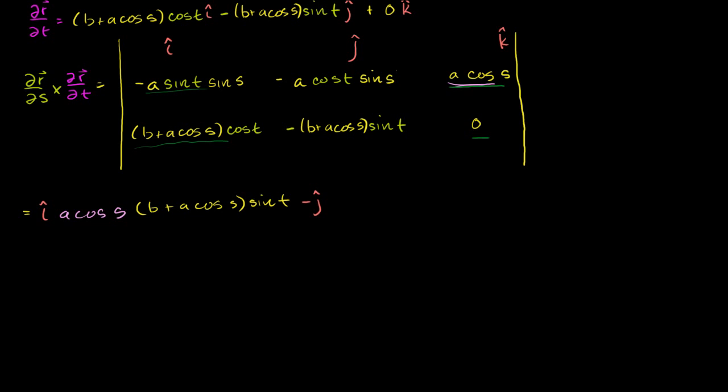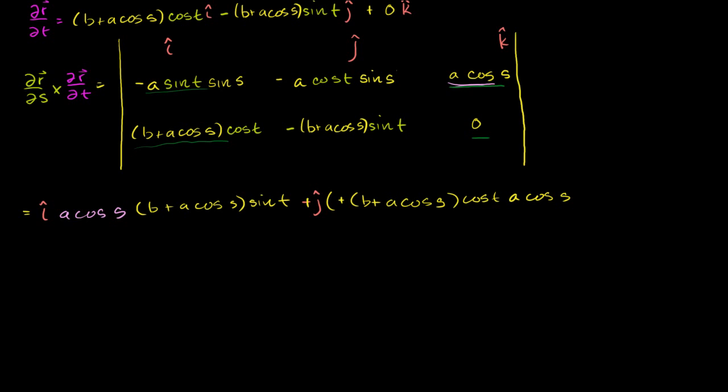So the negative, so times negative that, b plus a cosine of s, cosine of t, times this one, a cosine of s. We'll clean it up in a little bit. You see this negative and that negative will cancel out. We're just multiplying everything.